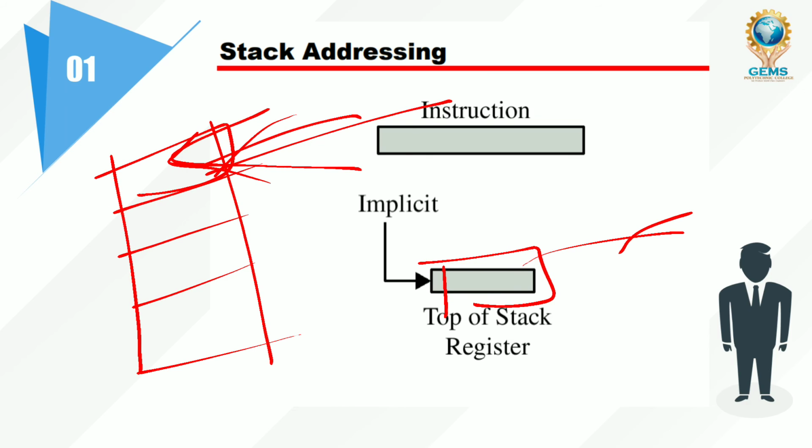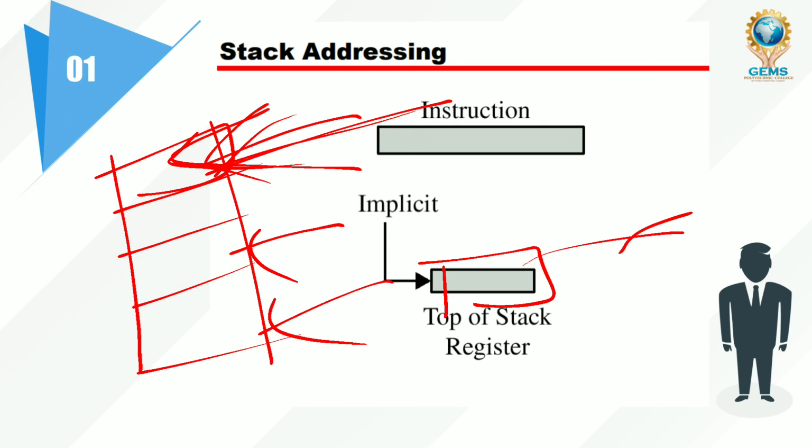This is the address where the pointer will be located; that is a stack address. For example, the pointer will be located here, this will be a stack address. The pointer will be located here, this will be a stack address. When the pointer is located at the top, that part becomes stack addressing. This is about the address modes.